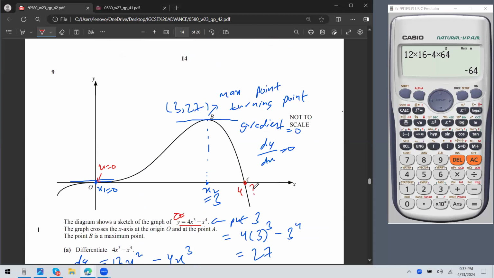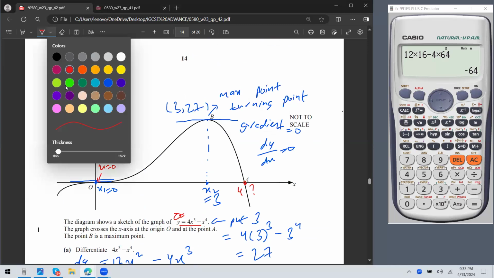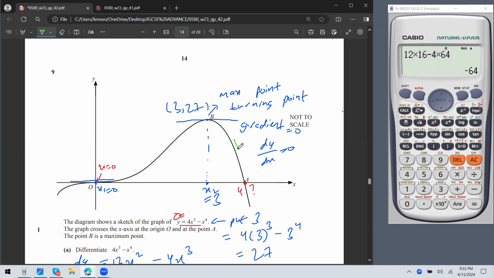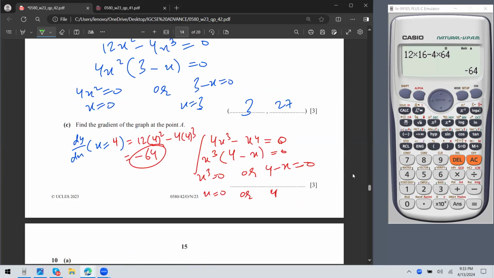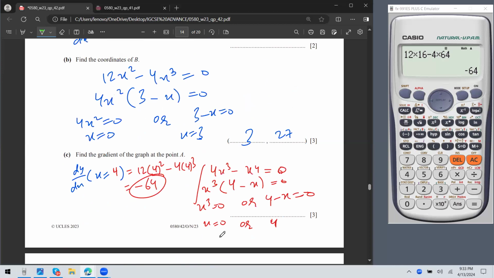That means, if you want to see it visually, if you draw a tangent here, that tangent will have the gradient minus 64. All right. Any questions so far? So that's a good differentiation question. No, sir.